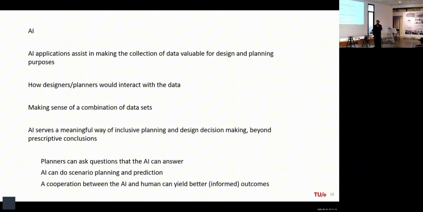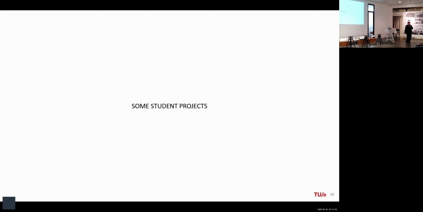these applications and techniques, they assist in making the collection of data valuable for design and planning purposes. When there's a lot of data, AI helps designers and planners to interact with the data, make sense of a combination of data sets, and serves as a meaningful way of inclusive planning and decision-making beyond prescriptive conclusions. Planners, designers can ask questions, they can do scenario planning and prediction, and a cooperation between the AI and human can definitely yield better informed outcomes than either the computer or the human alone. So I'm going to show you some student projects which adhere to these points that I made.